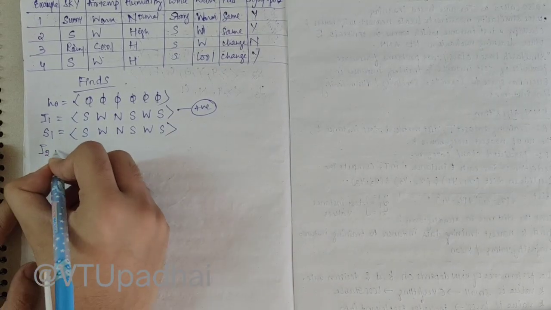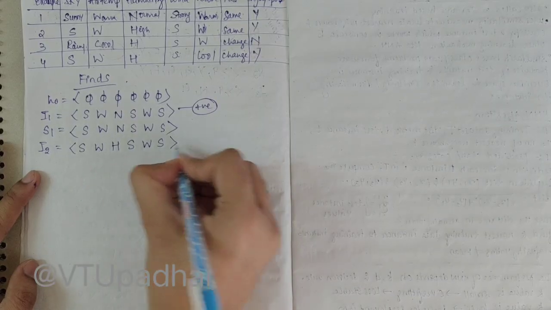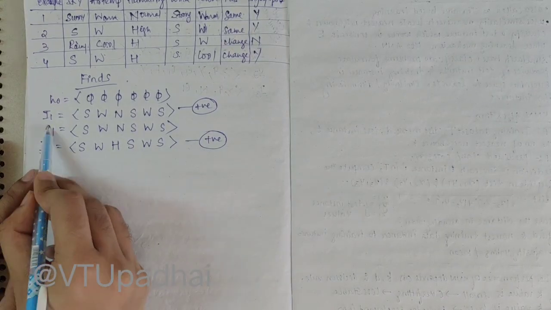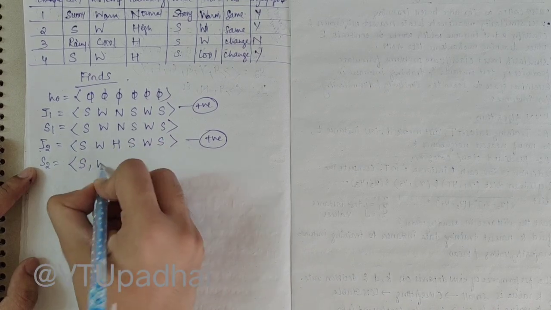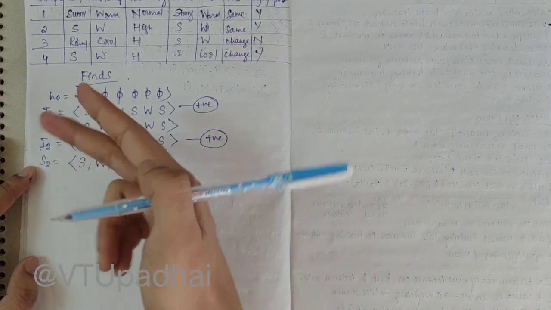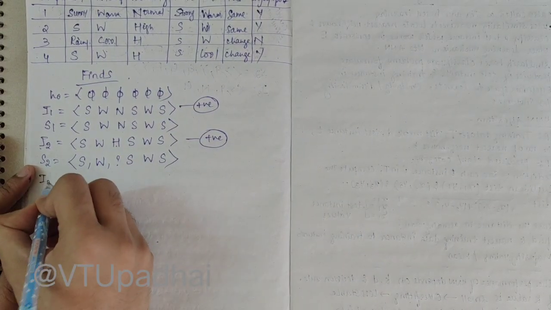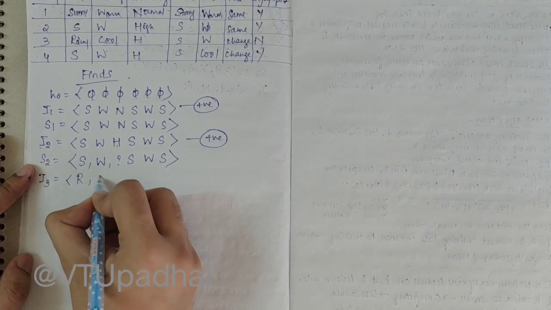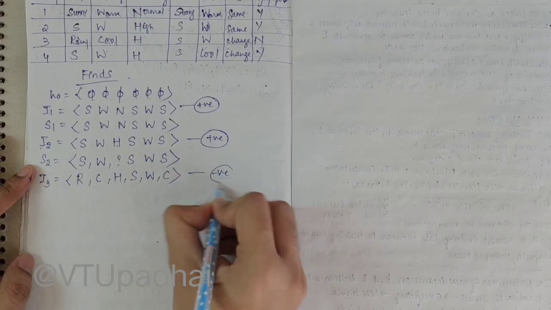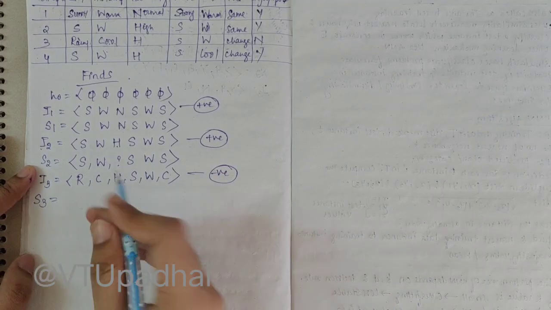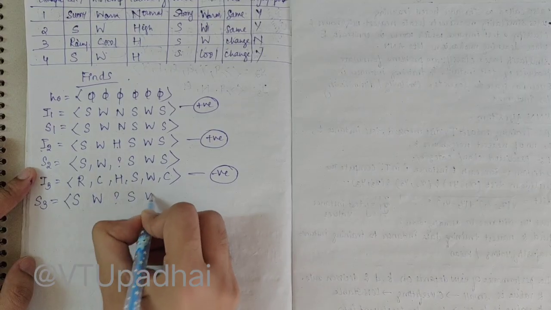Okay, next I'll write I2. So I2 values are SWH, SWS. So this again has positive instance. So I need to compare I2 with S1 in order to get S2. So when I compare these two, I get SS, it's the same, WW, it's the same, N and H is there. So wherever the values are being changed, I'll put a question mark there and then SWS as it is. Next I have I3. So I'll write the I3 value, that is RCHSWC. So this has negative instance. So whenever negative instance is encountered, do nothing, but then write the S2 value as it is. So I'll write SW question mark SWS.